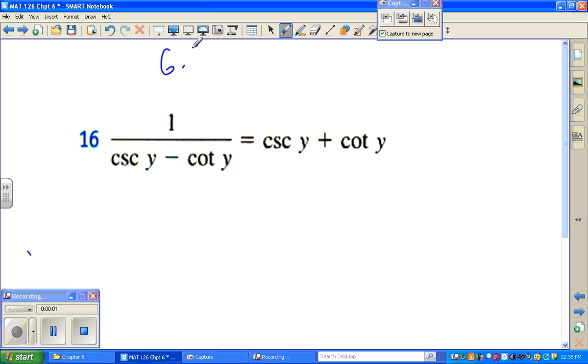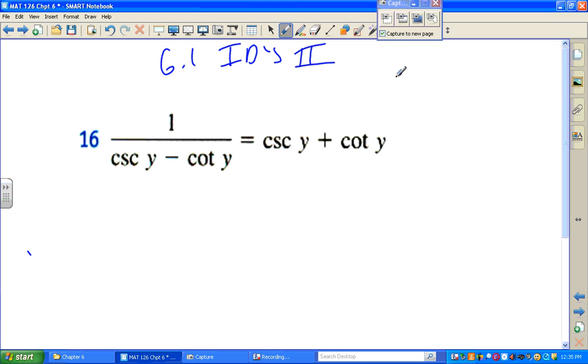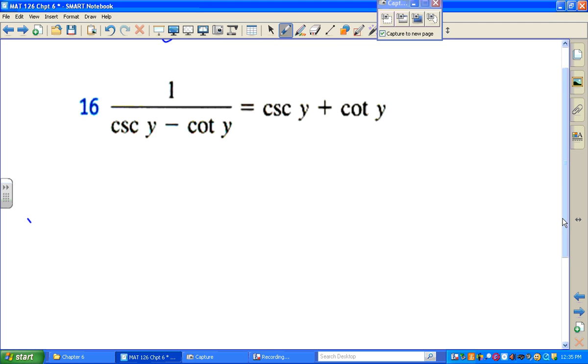Right, 6.1, the identities. This is part number 2. I'll do a few examples. Like I said, we're breaking this up over a couple more days. Any ideas? Anybody want to do the left or the right side? Chase, since you weren't here yesterday for some of this, I'll let you pick. Any problem can be done by either side.